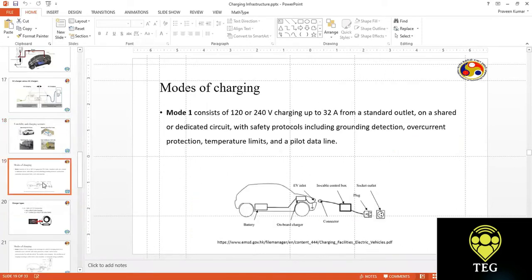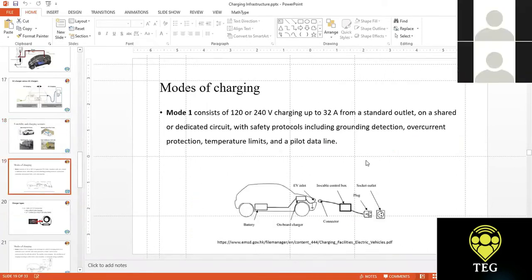Now there is something which is known as the mode of charging. If we look into the mode of charging, then we have mode 1 charging.